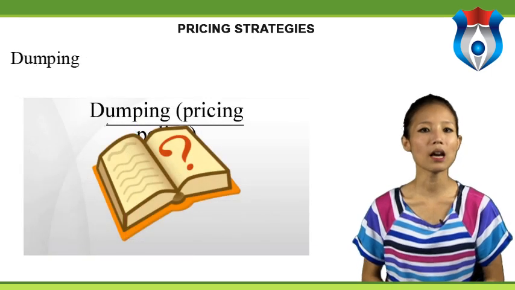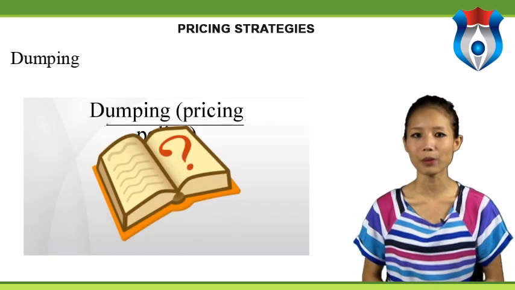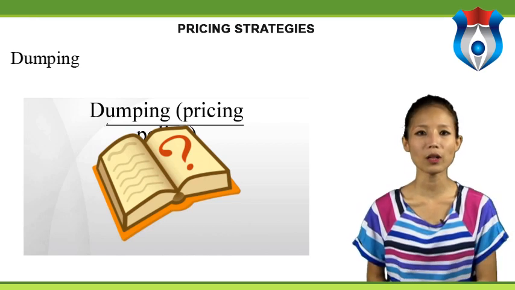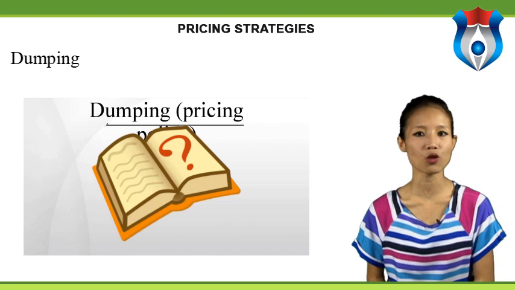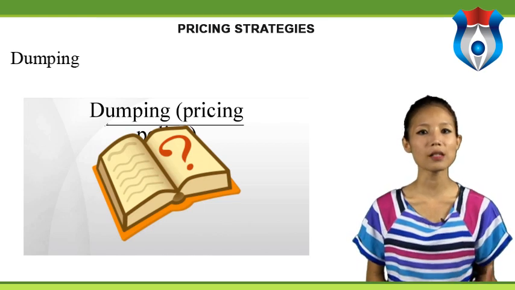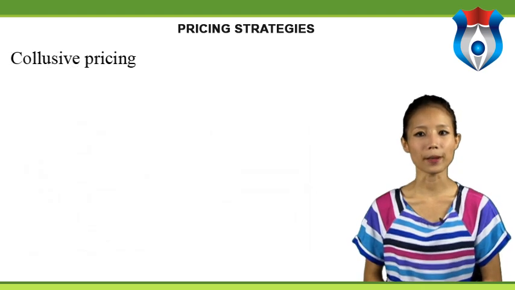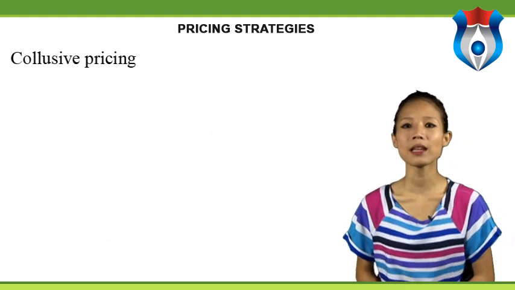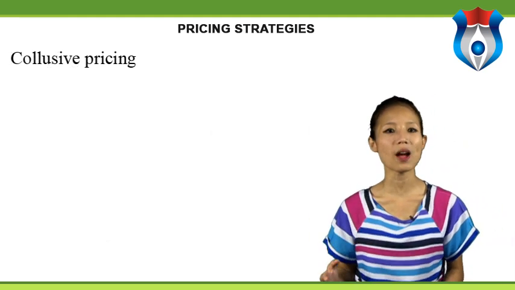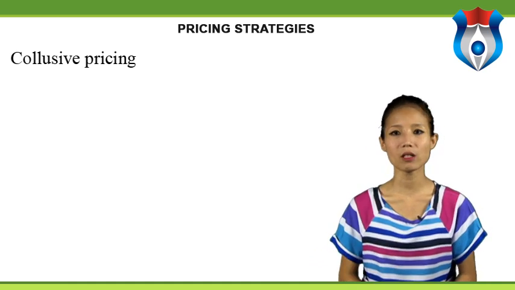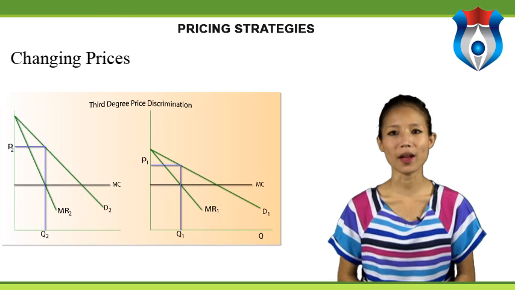Dumping. It occurs when a non-USA company sells a product in the United States at a price below the market value in the country of its creation, and its action injures an industry in the United States. Collusive pricing. It occurs when companies in an industry conspire in their pricing and output decisions to achieve a price above the competitive price.